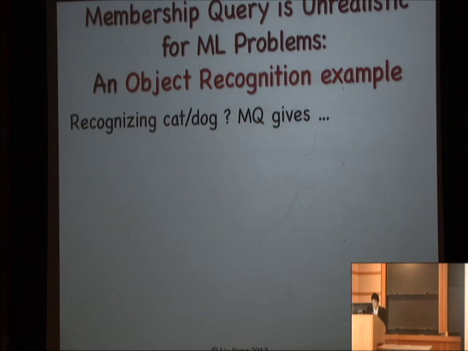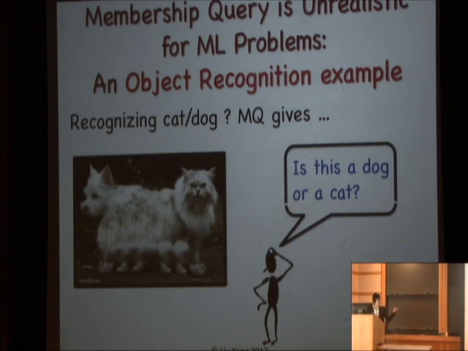For instance, when learning to distinguish pictures of dogs versus pictures of cats, which is kind of a toy problem in object recognition in computer vision, we can actually have queries such as this, right? So is this a cat or a dog?